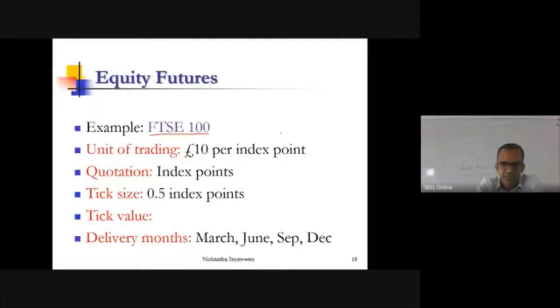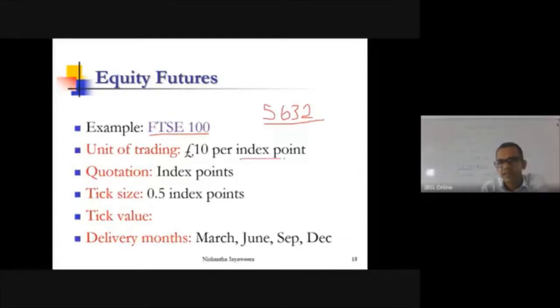What is the index point? If you take the familiar example, the All Share Price Index, if you go to the CSE site, you might see these days somewhere around 5,632. This is the index value.